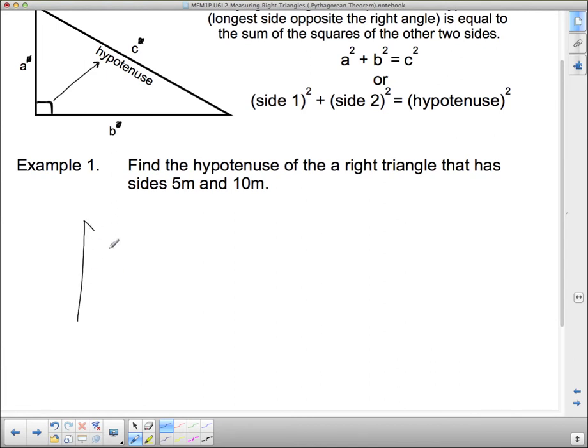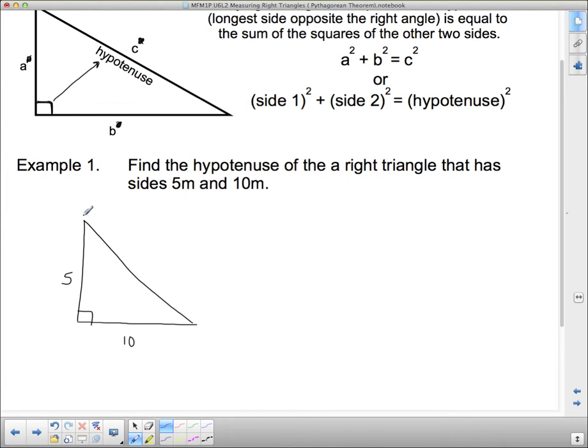So the first thing I'm going to do is draw my triangle. And it says my sides are 5 meters and 10 meters. Now this doesn't look like 5 and 10 because they kind of look the same, but math diagrams are rarely done to scale. All they're really doing is giving you some kind of visual thing to look at while you're doing your question. And we want to find the hypotenuse.